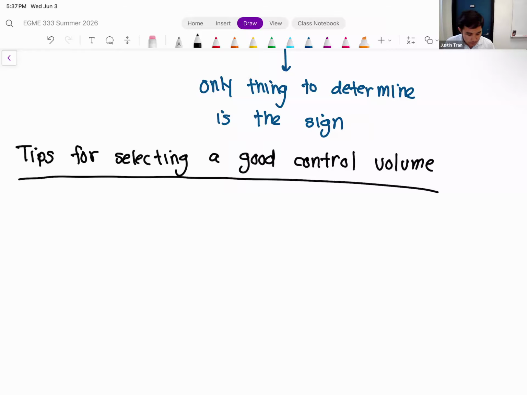All right. So the first tip we've already discussed here. The first tip is to make sure that the boundaries of your control volume, wherever you have your inlets and outlets, are perpendicular to the velocity vectors.